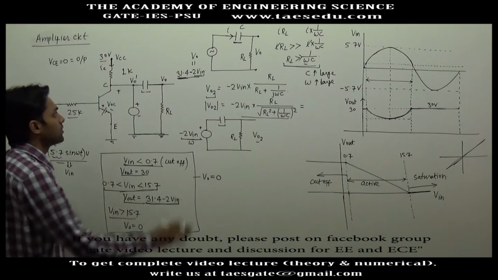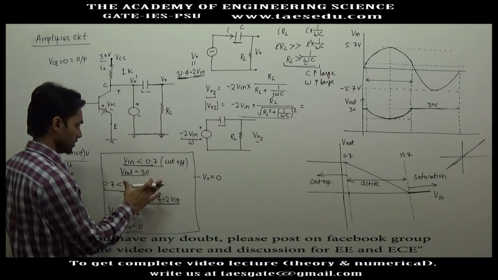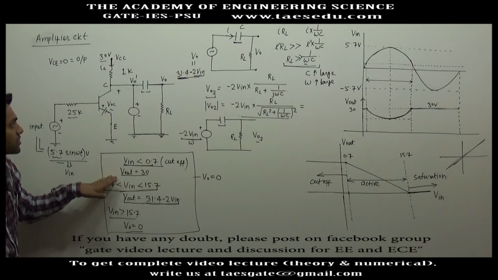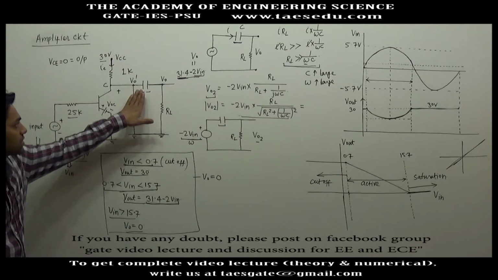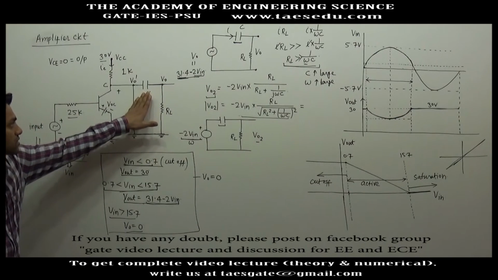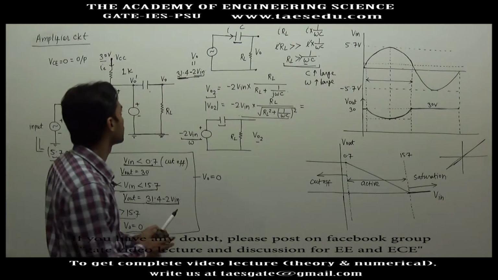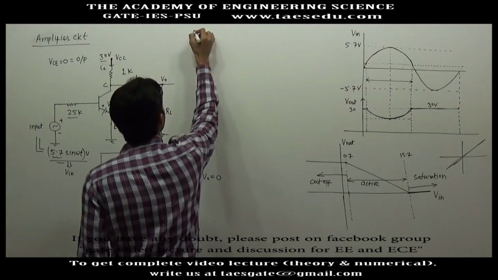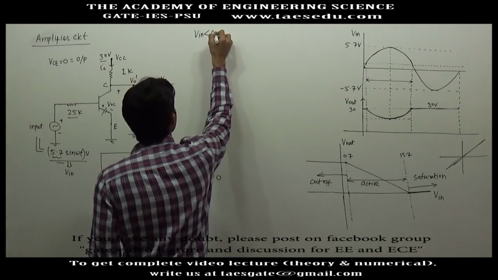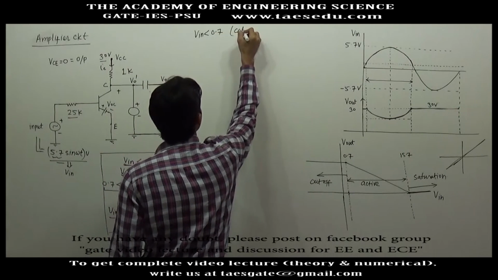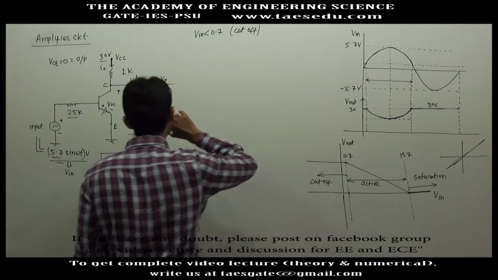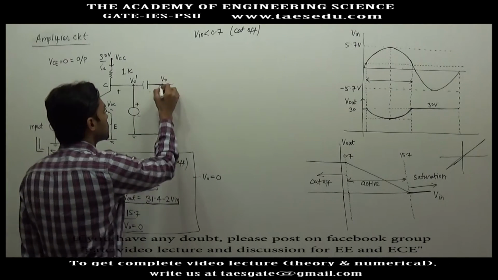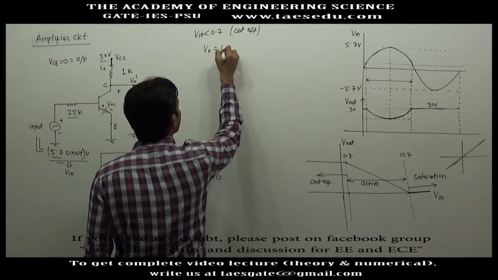So now we will calculate the output voltage. We have the previous output voltage given by this expression. Now after connecting the capacitor, let us write down the expression for V naught. When V input is less than 0.7 volt, meaning cutoff, the output voltage is 30 volt DC. So this output voltage will be blocked and the output voltage will be 0.